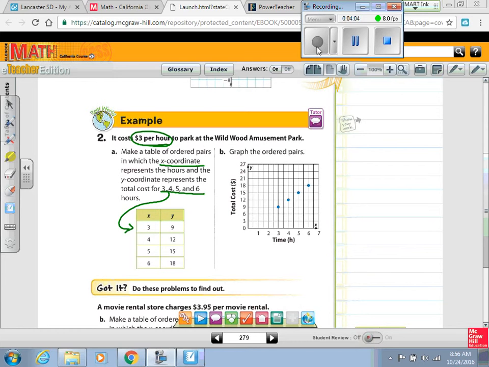So as we learned earlier, we could put that the cost is equal to the rate, $3 per hour, times the number of hours. Once you have done the math, 3 times 3 is 9. 3 times 4 is 12, etc. They want you to put it in a graph. So here you can see 3 is your x-coordinate, 9 is your y-coordinate, 4, 12, 5, 15, and 6, 18.